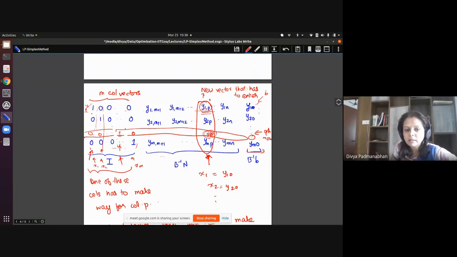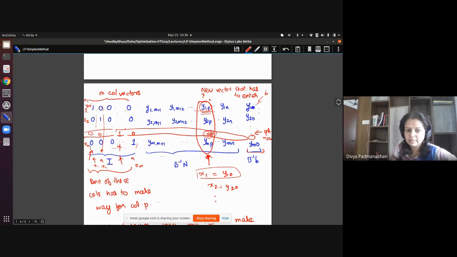For example, in this case, x1 to xm are the basic variables. So if you look at the first row, that is going to give you the value of x1, right? Because all these others are going to be zero. So if you multiply this row with x1, x2, and so on up to xn, you're going to get x1 is equal to y1,0. Okay, you're going to get this. Similarly, the second row also corresponds to x2, and so on.